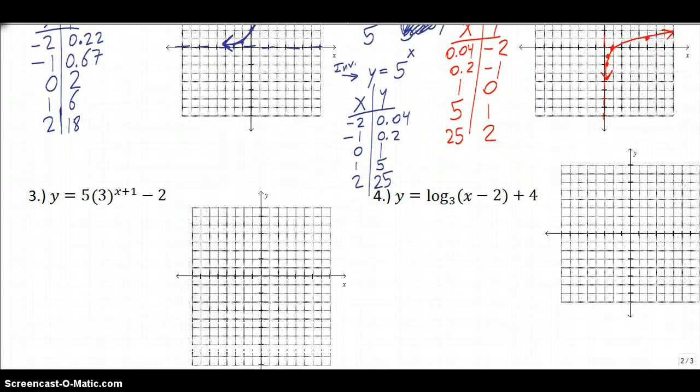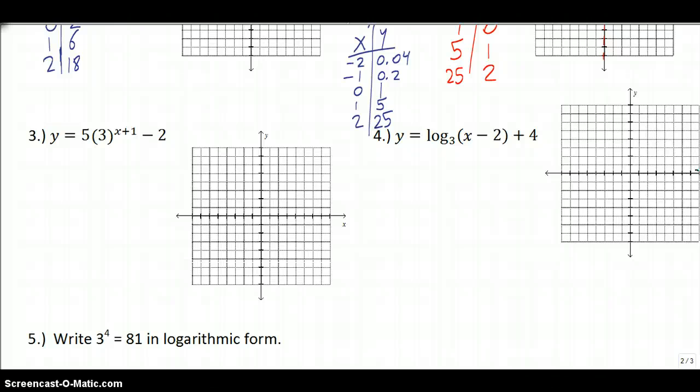Number 3 is yet another exponential, so we don't have to flip any t-tables. We can just go ahead and make it. So let's make a t-table for 5 times 3 to the x. Let's go ahead and do that first, and then we'll move it. Same x values, -2, -1, 0, 1, and 2.